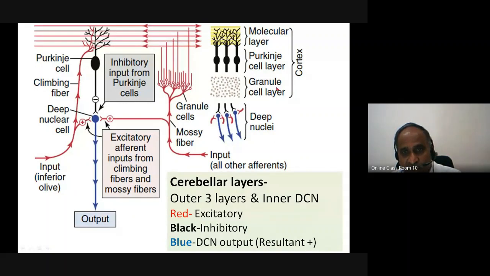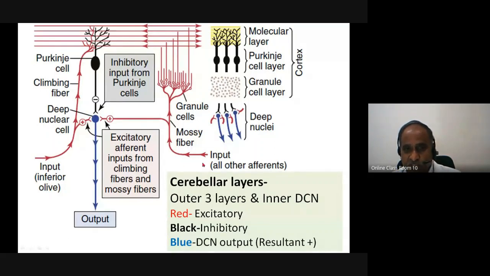Now, these are some of the cell layers of this thing. If you are looking at these cell layers, I have made three layers, the outer three layers, and the inner deep cerebellar nucleus, and we have the white fibers here, deeper in between the deep nuclei and these things. There are fibers. The red one here, inputs which are coming to the cerebellum are excitatory.